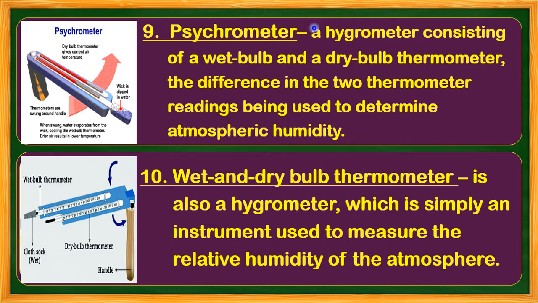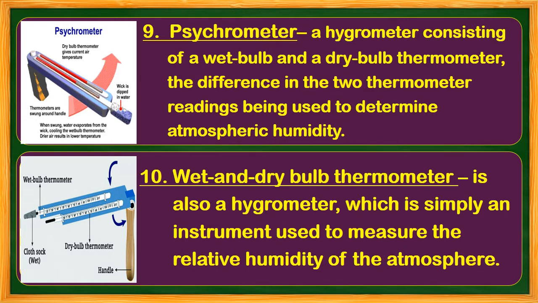A psychrometer is a hygrometer consisting of a wet bulb and a dry bulb thermometer. The difference in the two thermometer readings is used to determine atmospheric humidity. And the last one we have here is the wet and dry bulb thermometer. What is a wet and dry bulb thermometer? It is also a hygrometer, which is simply an instrument used to measure the relative humidity of the atmosphere.